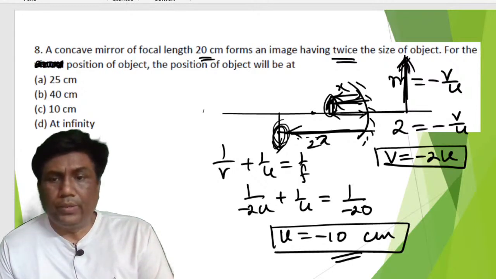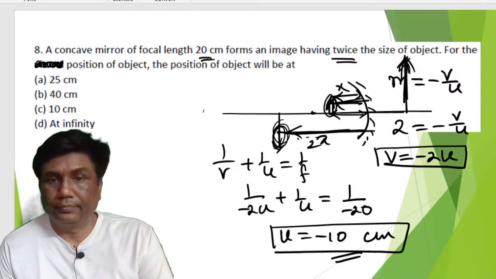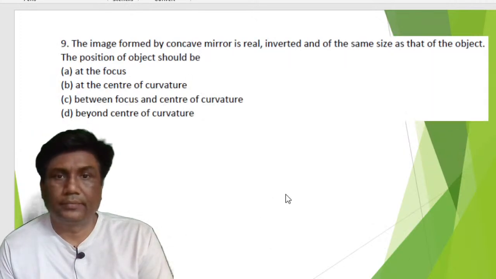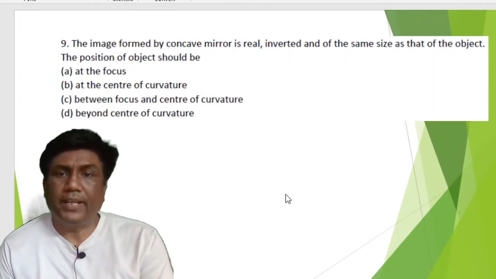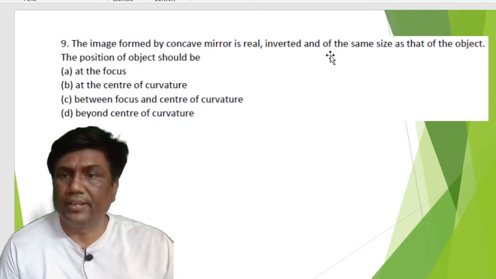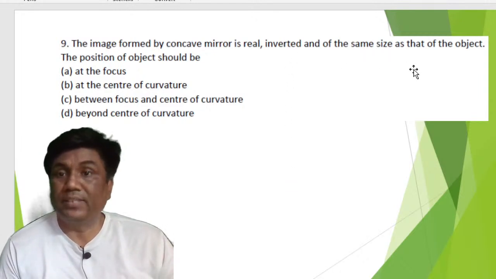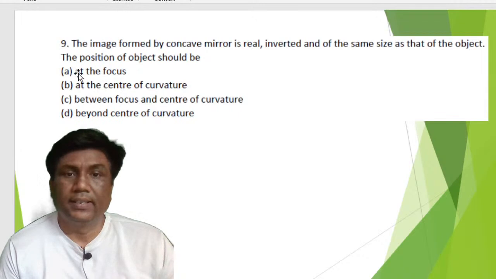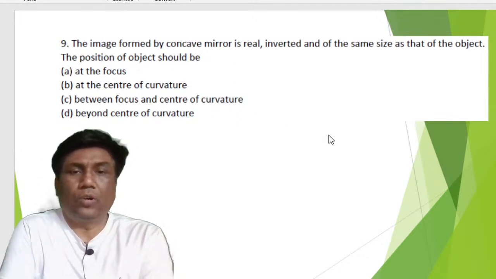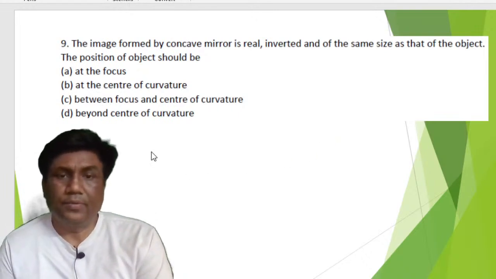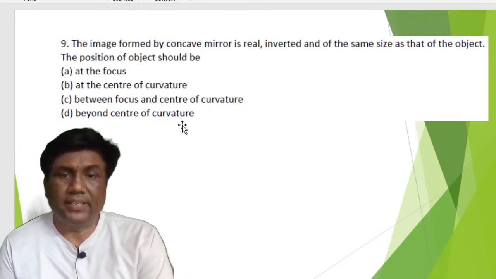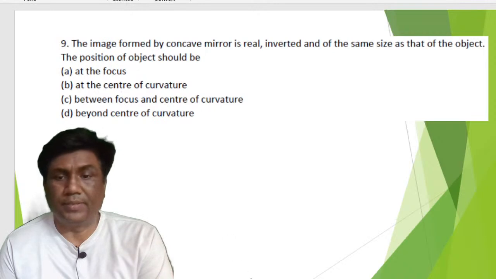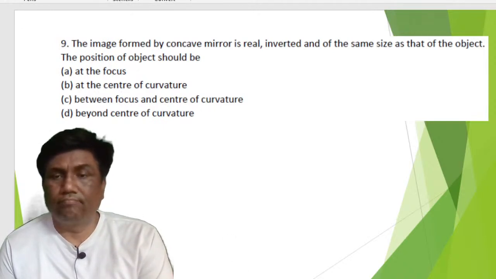Well, so go with the next problem. The image formed by a concave mirror is real, inverted and the same size as that of the object. The position of the object should be at the focus, at the center of curvature, between focus and center of curvature, or beyond the center of curvature, okay. Direct question. So from the concept of ray diagram only we can understand this.